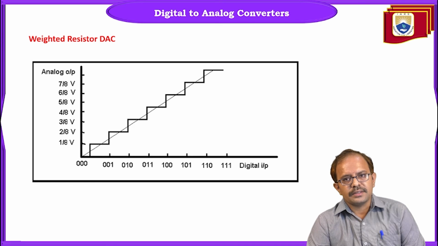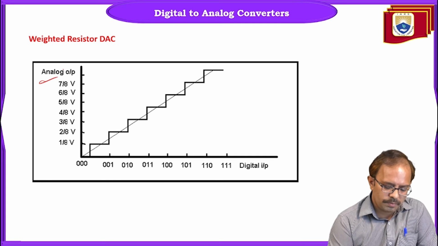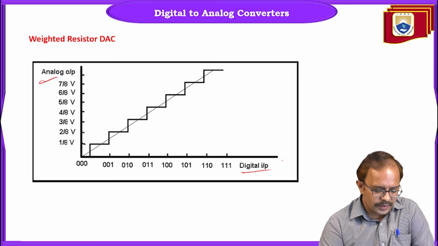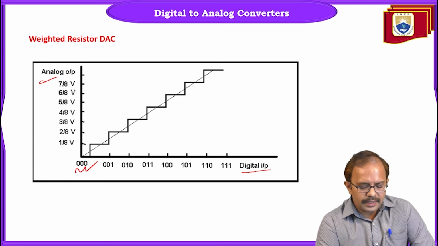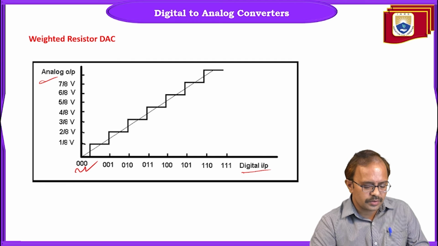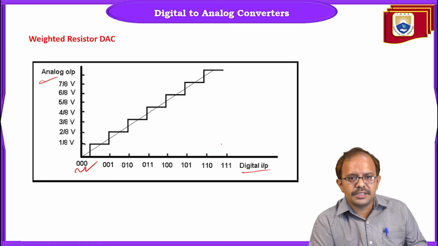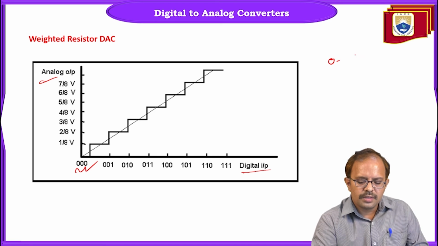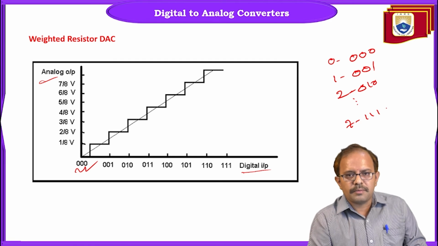The output obtained in this converter is going to be the analog output for a given digital data. Since we consider this as a 3-bit data operation, there are 8 possibilities: 1, 2, 3, 4, 5, 6, 7, 8. In digital data representation, we always start with 0. So it can be 000, 001, 010, like this up to the 7th one, which is going to be 111, right?